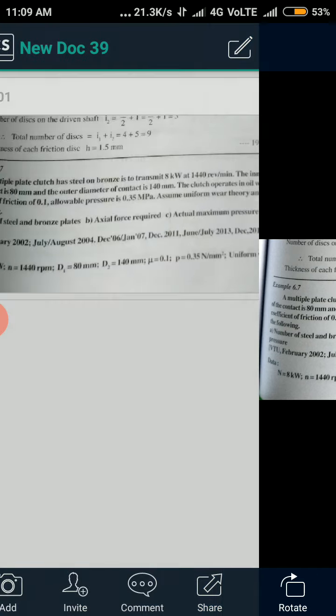A multi-plate clutch has steel on bronze. So he has placed steel on the bronze. That means bronze will be the driving and steel will be the driven. Okay, so steel will be considered as the driven plates and bronze will be considered the driving plates. So I1 equal to bronze, I2 equal to steel. Now using these parameters we have to calculate I1, I2 just as you did for the earlier problem.